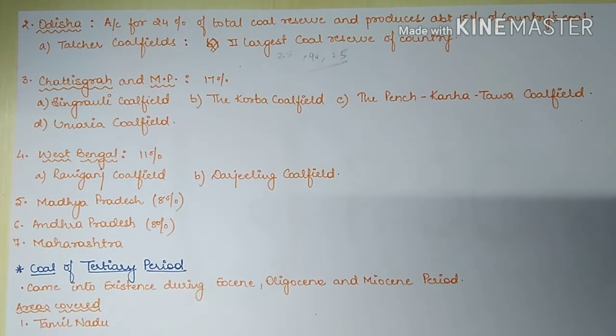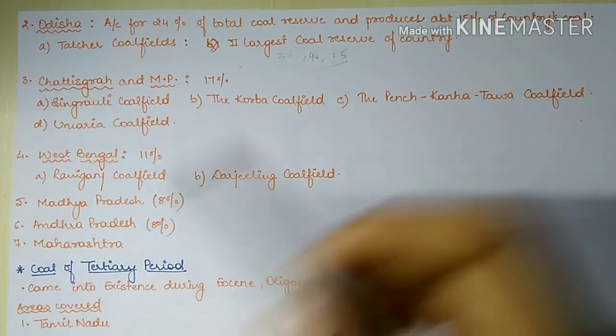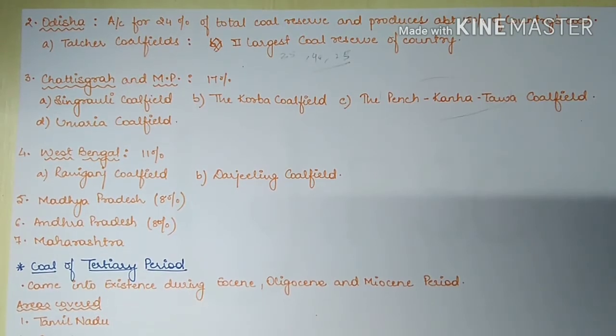Then we have the Korba coalfield. Korba coalfield lies in Bilaspur district. Then we have the Pench, Kanhan, and Tawa coalfields. These three coalfields lie in Chhindwara district, and the quality of coal is of coking and semi-coking category. Okay. Then we have the Umaria coalfield. Umaria coalfield lies about 60 kilometers to the south of Katni, and the coal has a higher percentage of ash and moisture. That means the coal is of low quality.